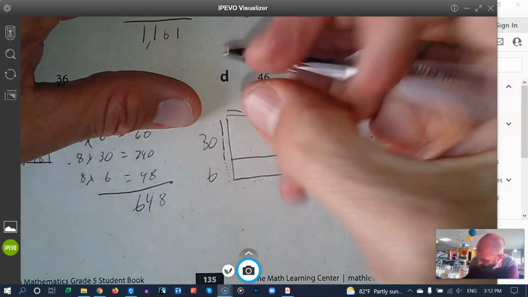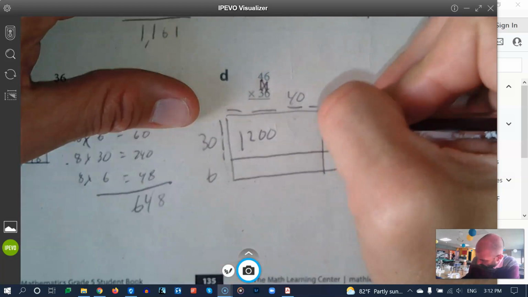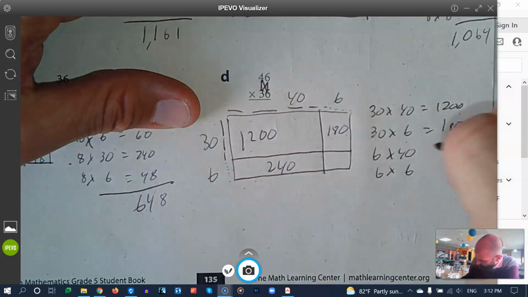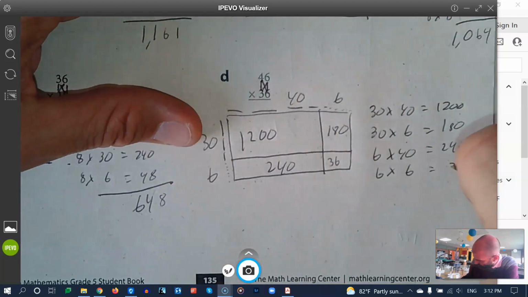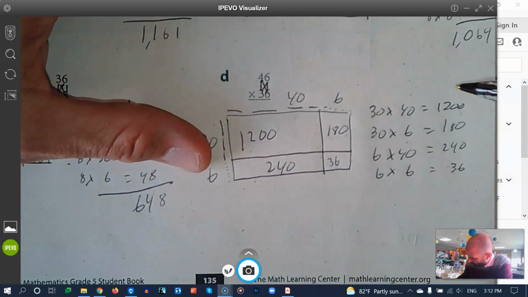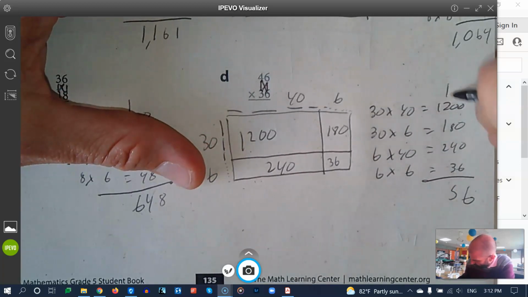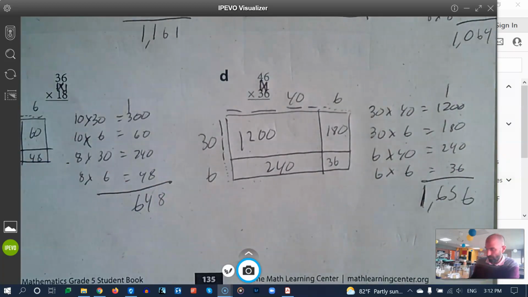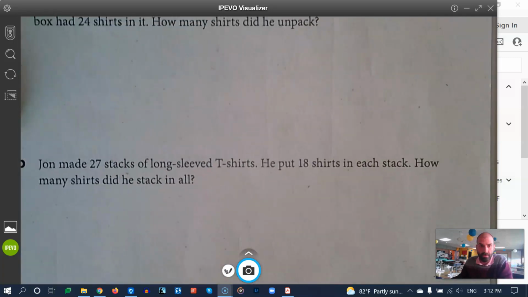30 times 40 is 1,200. 30 times 6 is 180. 6 times 40 is 240. 6 times 6 is 36, one of our square numbers. This should be a square in there. Zeros plus 6 is 6. 8 plus 4 is 12, plus 3 is 15. 1 plus 2 is 3, plus 1 is 4, plus 2 is 6. And we have a 1 left over, hanging out by itself, for 1,656. All right, time for some story problems.